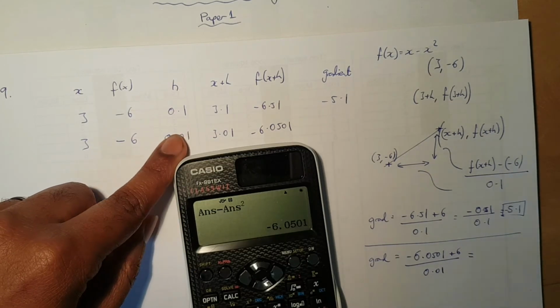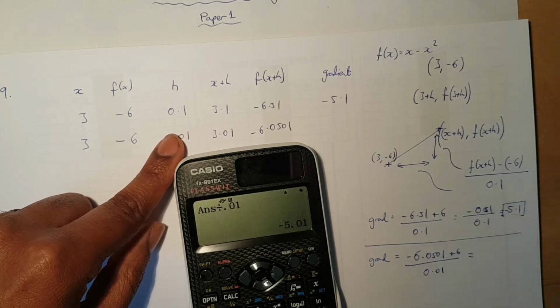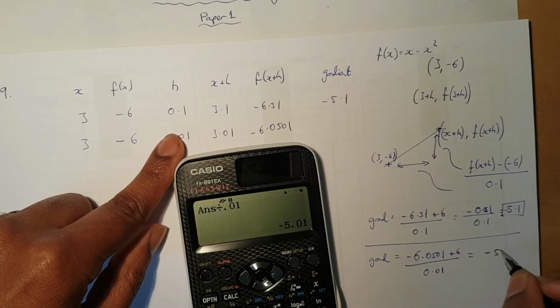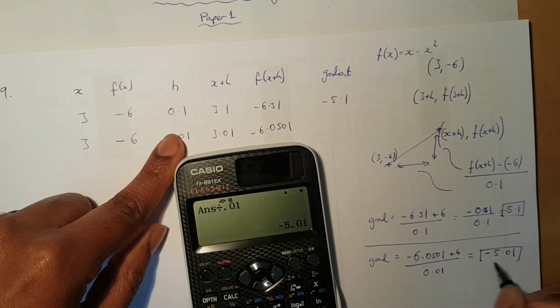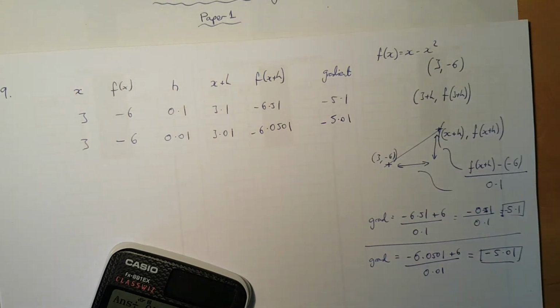And if I put that into it, I've already got that value, I can add 6 and then divide by 0.01, which gives me -5.01. So that's going to go here to be -5.01. And that's the gradient of the third row.